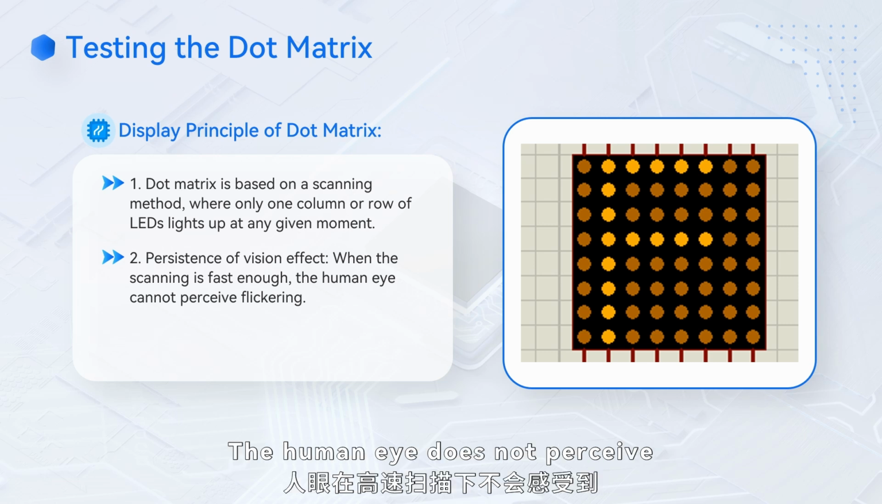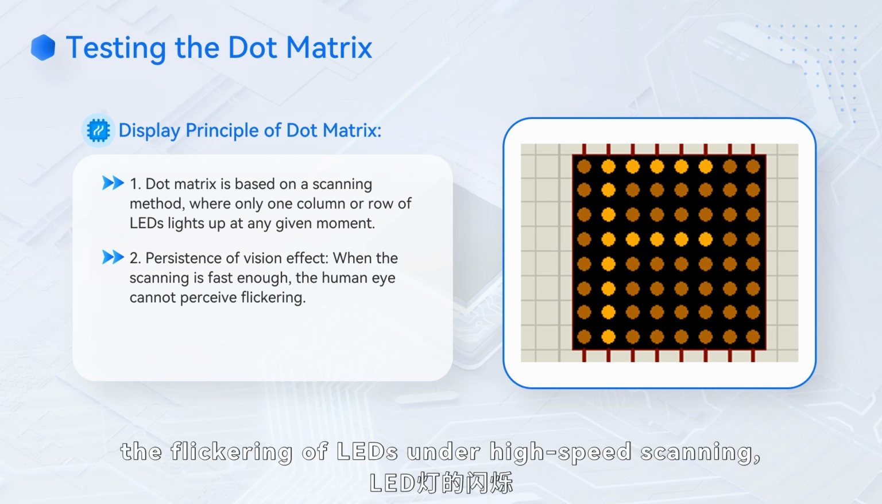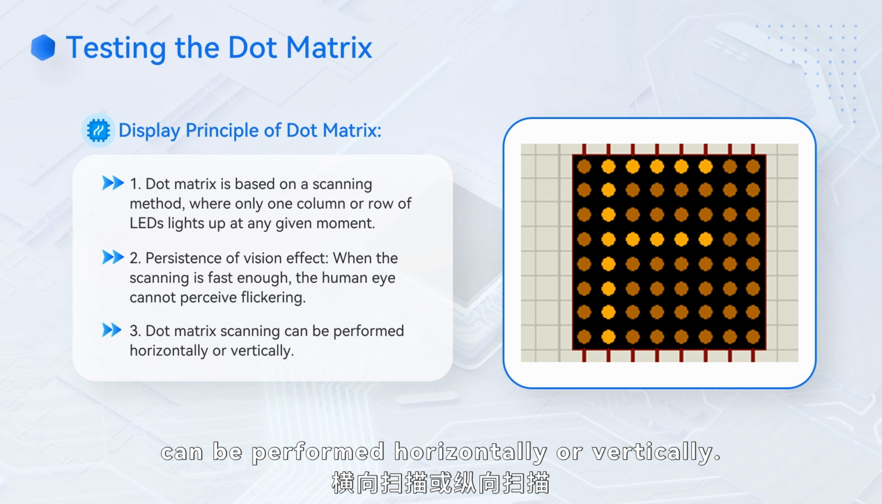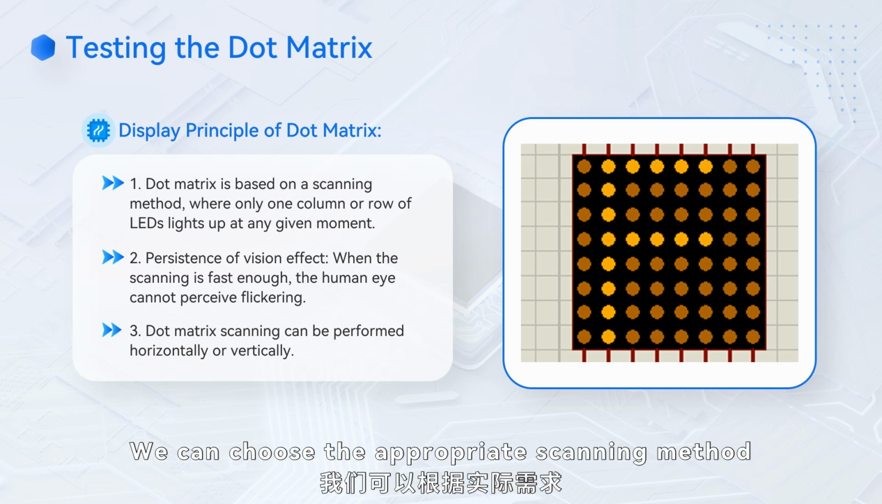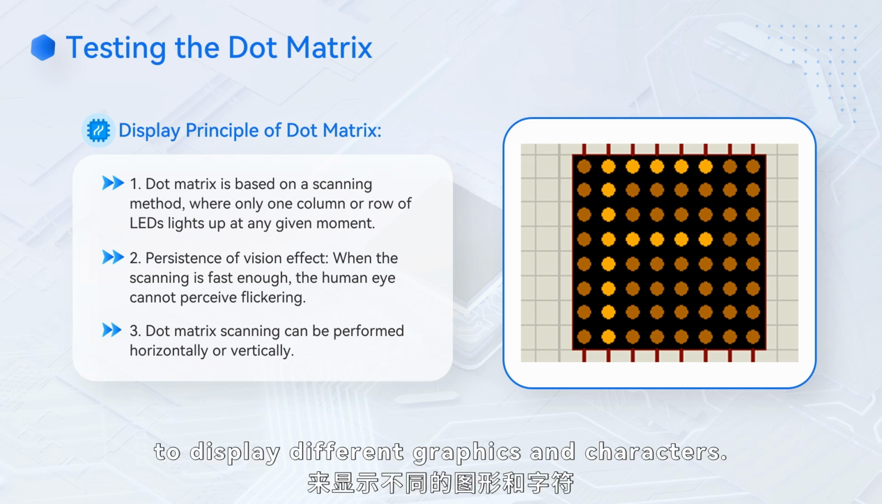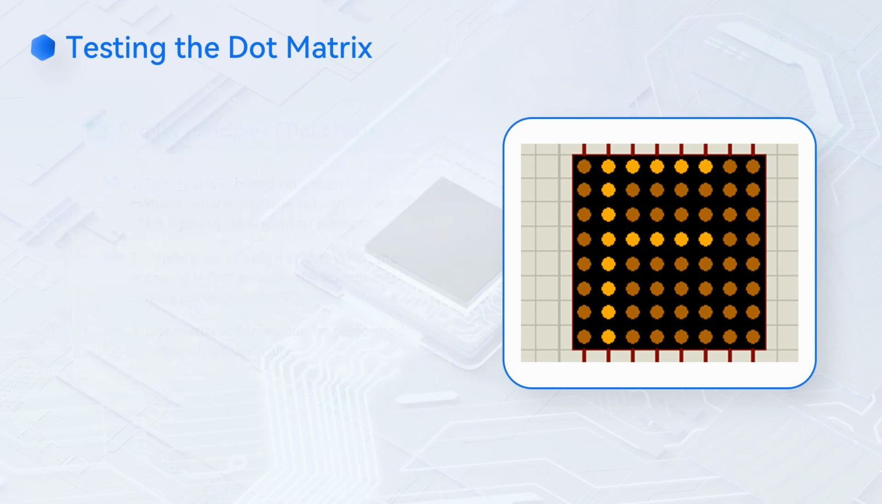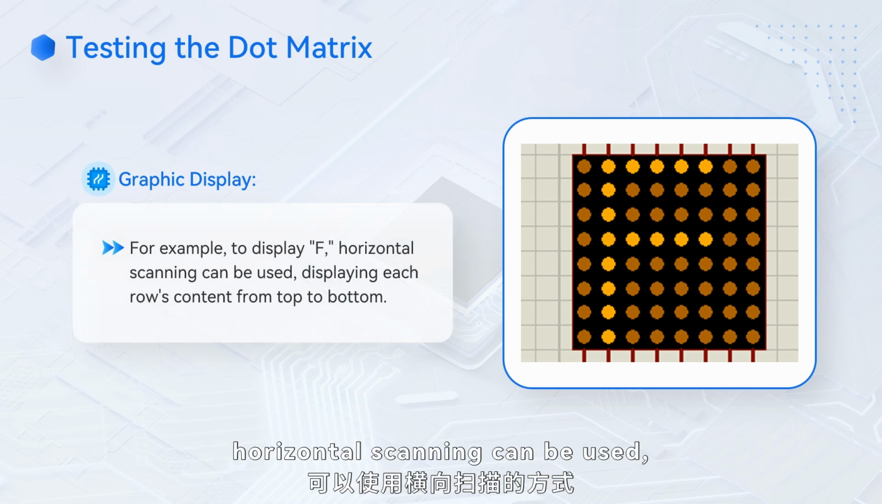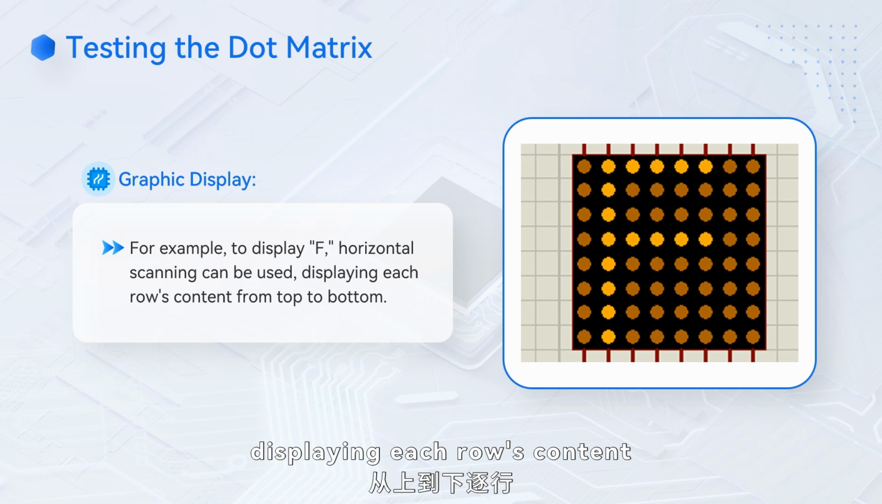The human eye does not perceive the flickering of LEDs under high-speed scanning, thereby allowing a stable display effect to be seen. Dot matrix scanning can be performed horizontally or vertically. We can choose the appropriate scanning method based on actual needs to display different graphics and characters. For example, to display the letter F, horizontal scanning can be used, displaying each row's content from top to bottom sequentially.